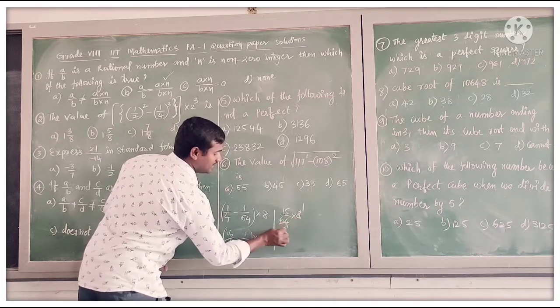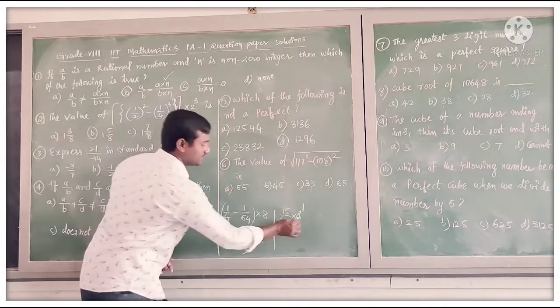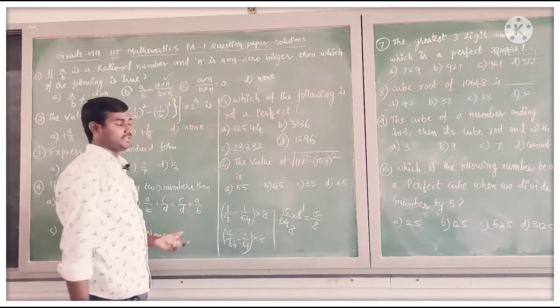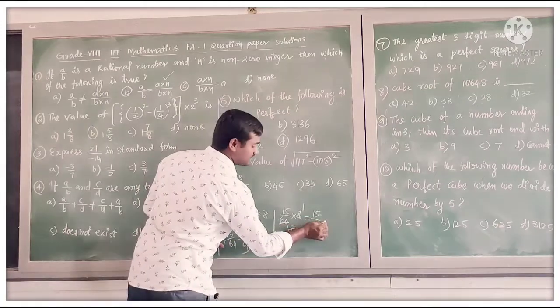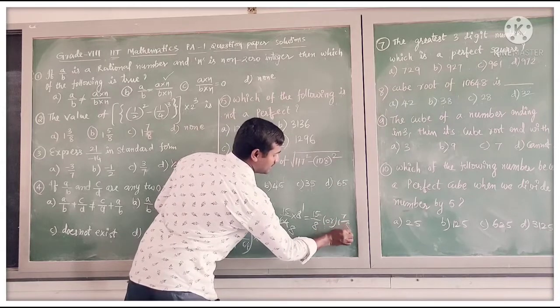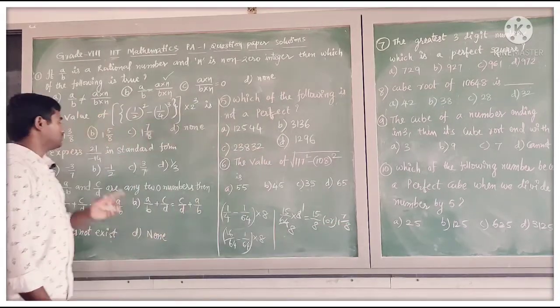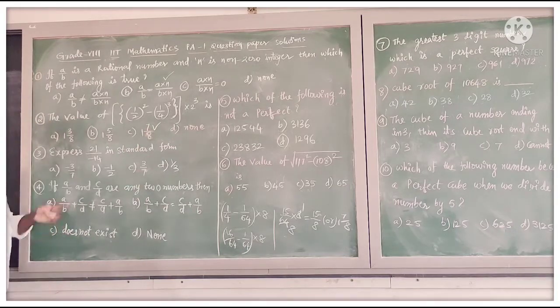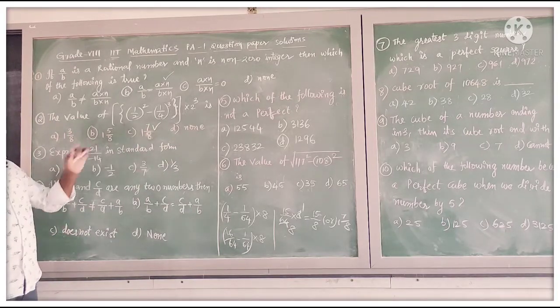8 ones are 8, 8 eights are 64. What is the resultant answer? 15 by 8. So 15 by 8, here we can write it as a mixed fraction, 1 7 by 8 is the option. So 1 7 by 8, do we have the correct option? Yes. So option C is the correct option for the second question.